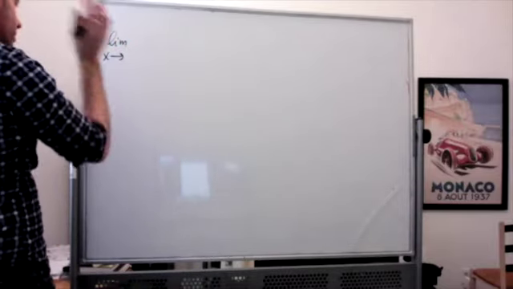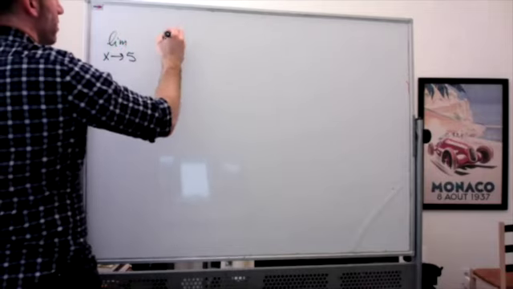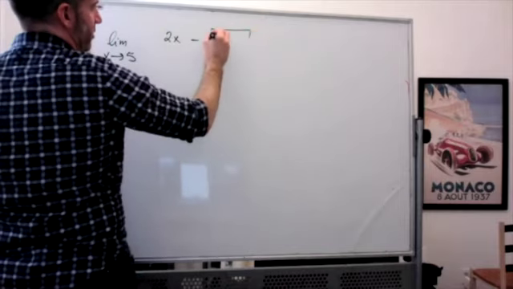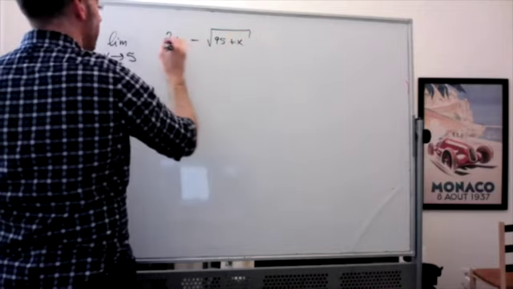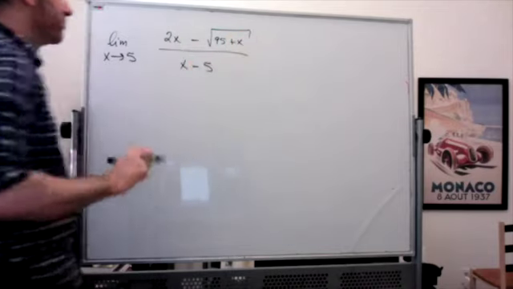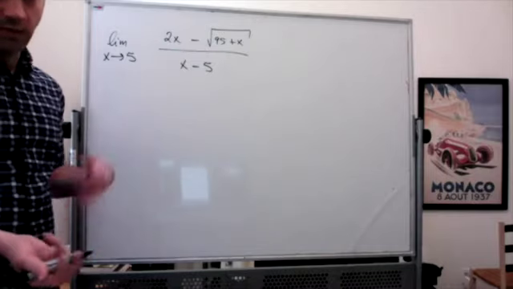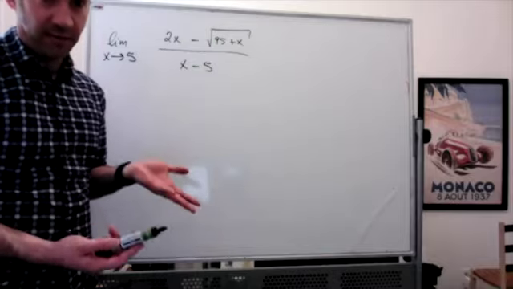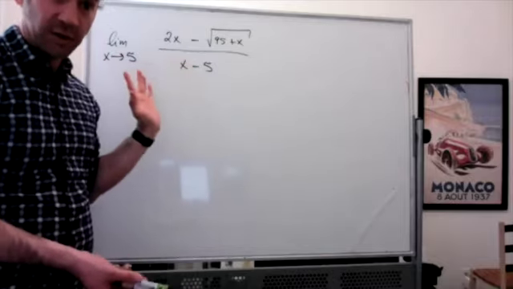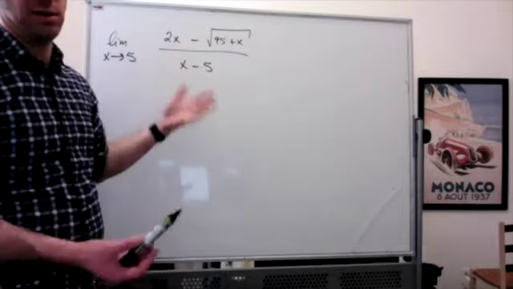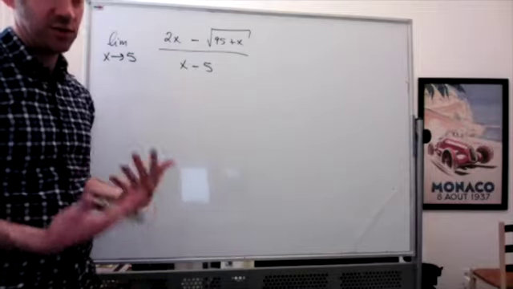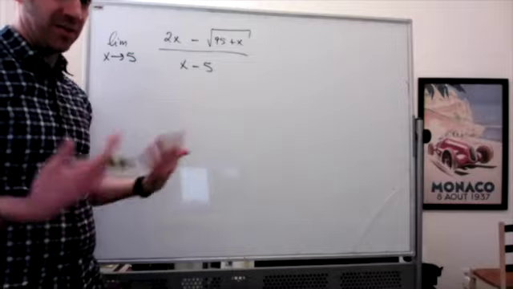Let's say I want to take the limit as x approaches 5 of 2x minus the square root of 95 plus x, over x minus 5. Okay, so I really want to remind everybody, when you're finding a limit, we don't actually care what's happening at 5. If you plug in 5, you're going to get 0 over 0. You're going to get 10 minus the square root of 100, which is 10 minus 10. And on the bottom, you're going to get 5 minus 5. So if you get 0 over 0, that means we have to do some more work. 0 over 0 is never the answer that we end with.